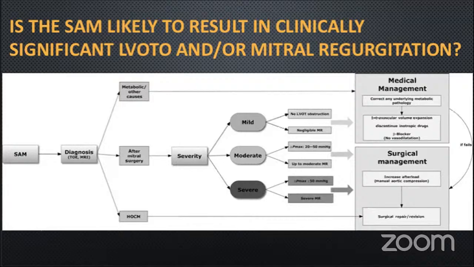The severe one is whenever the left ventricular outflow tract gradient is more than 50 millimeters of mercury, or severe mitral regurgitation is identified, then surgical management, either repair or replacement, should be considered.